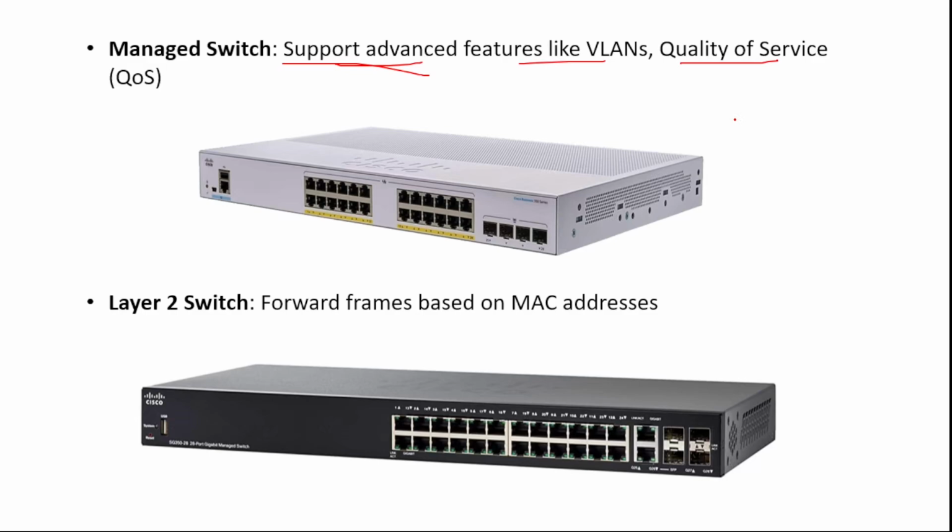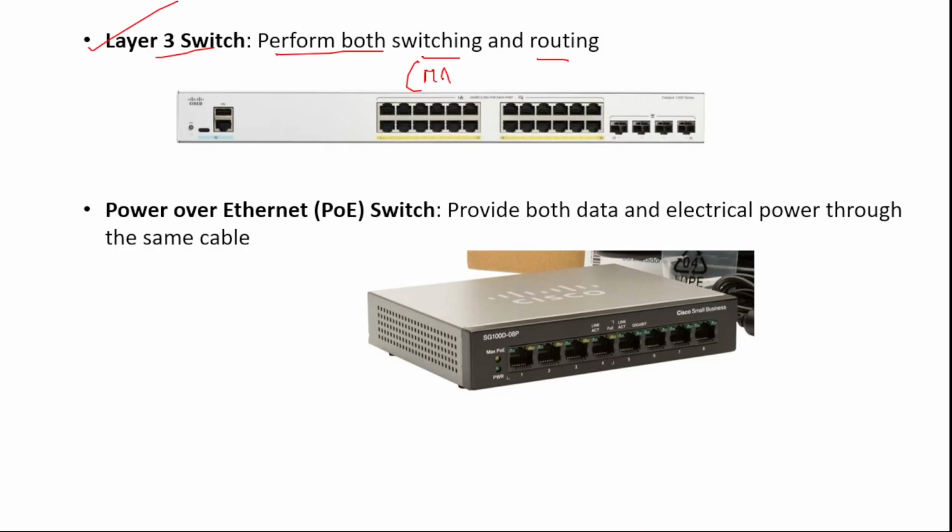The next is layer 3 switch. A layer 3 switch is used to forward frames based on MAC address, and it performs both switching and routing. Switching means it uses the MAC address, and at the same time it can use the IP address.